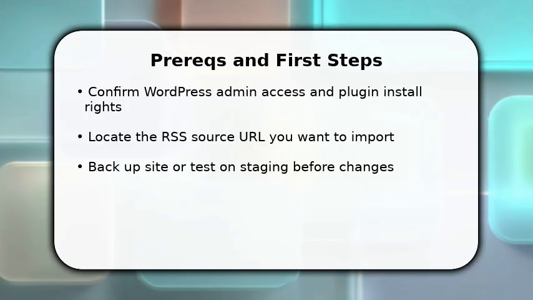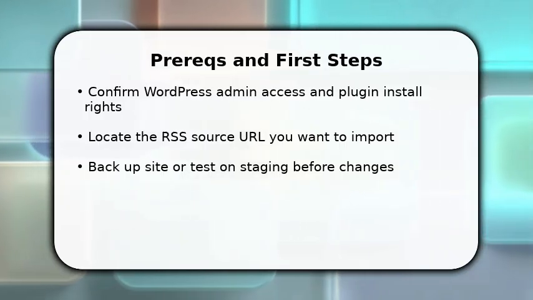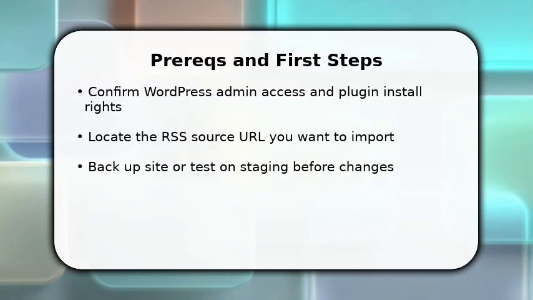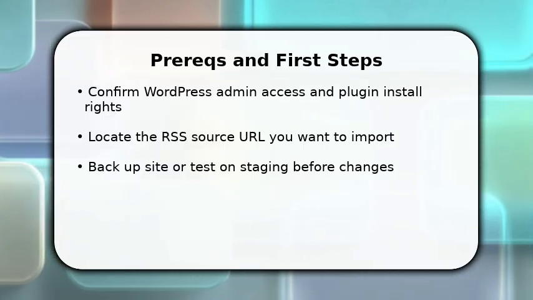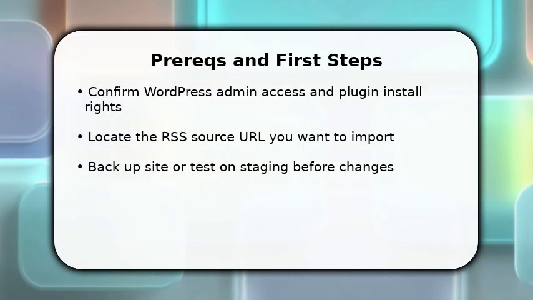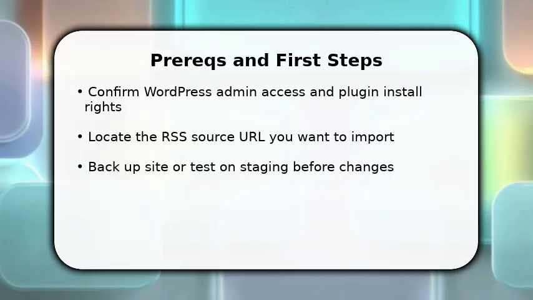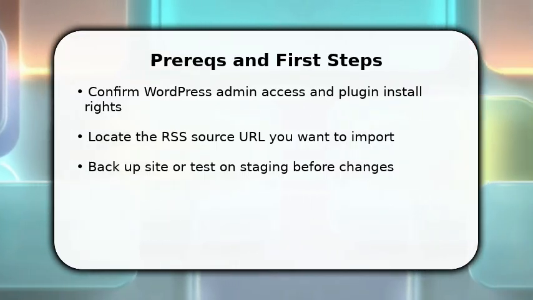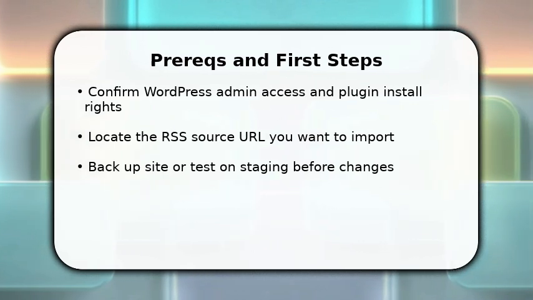Once done, open your WordPress dashboard and go to Plugins, Add New. Install a reputable RSS import plugin, e.g., an aggregator, and activate it. Make sure to check plugin reviews and compatibility. This reduces conflicts later and gets you ready for configuration in the next step.